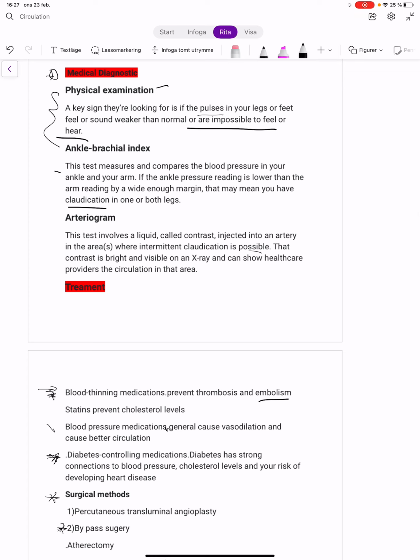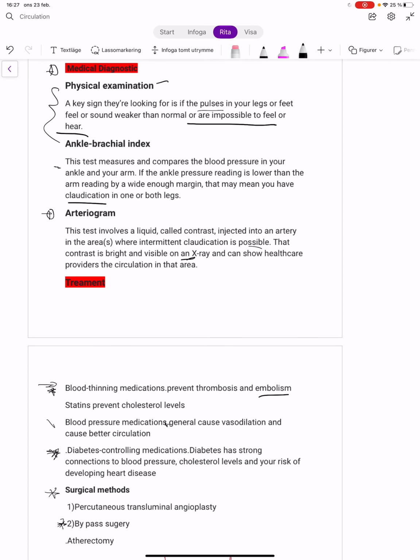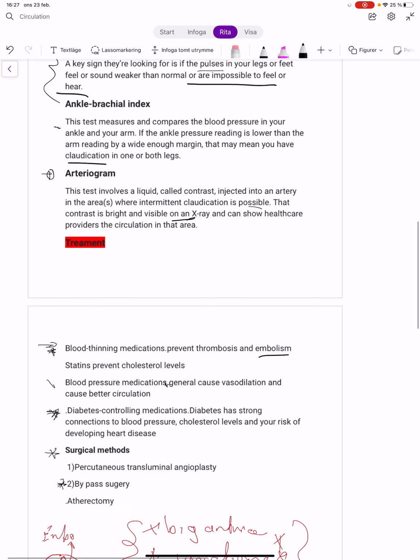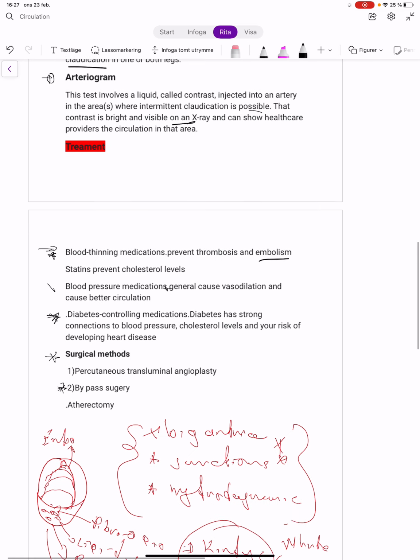Another procedure you may perform is the arteriogram, and in this case a contrast liquid is injected into the arteries in the area where intermittent claudication is possible. That contrast is bright enough to be visible in an X-ray, and can show the health workers the blood flow in that area. Now, how can we treat these symptoms?